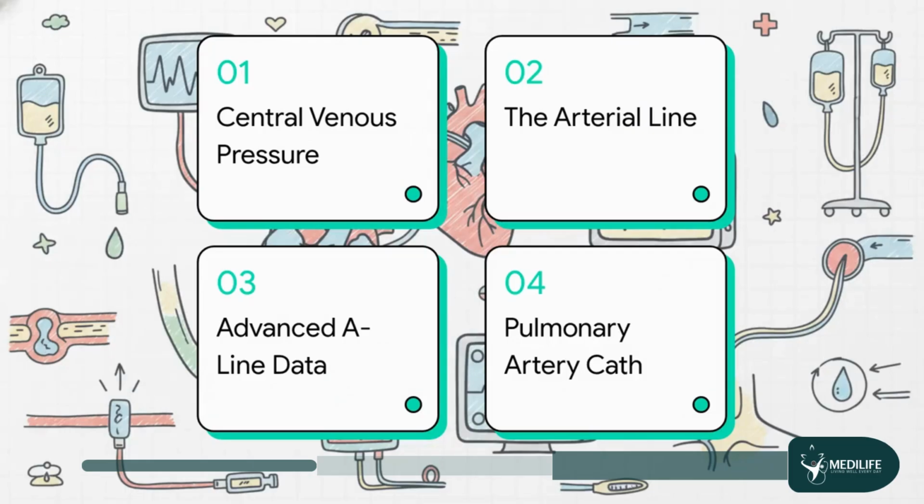All right, so here's our game plan. We're going to build this up layer by layer. We'll start with a real fundamental concept, central venous pressure. Then we'll get a live beat-by-beat view with the arterial line and see what advanced data we can pull from it. And finally, we'll put it all together with the most comprehensive tool we've got, the pulmonary artery catheter.